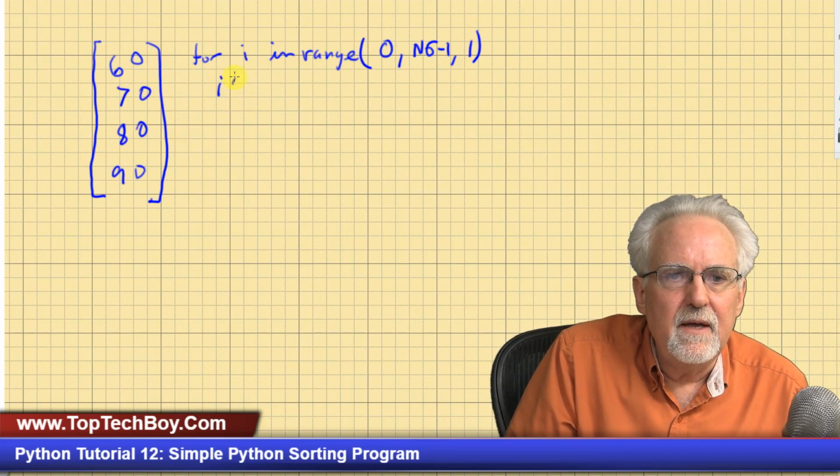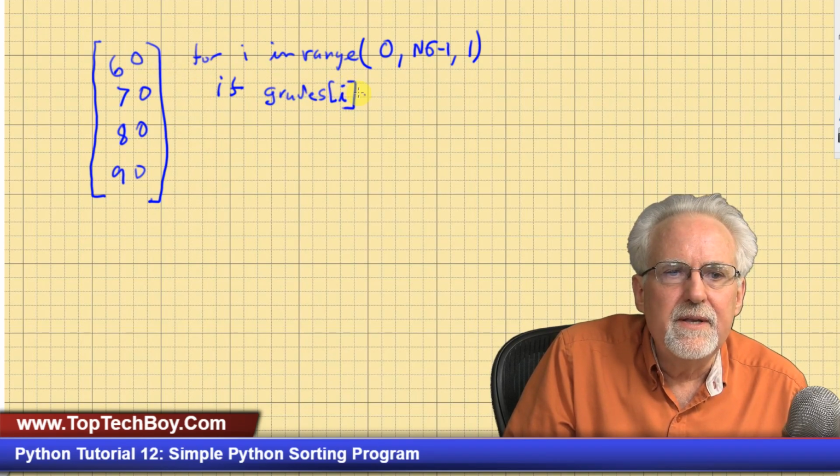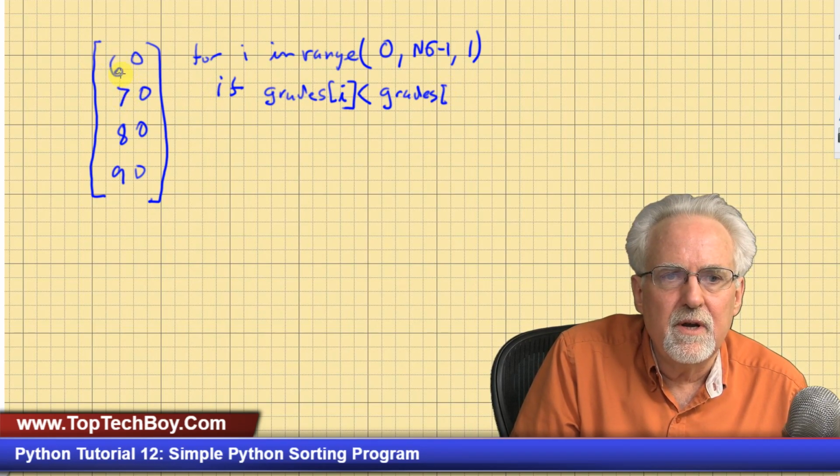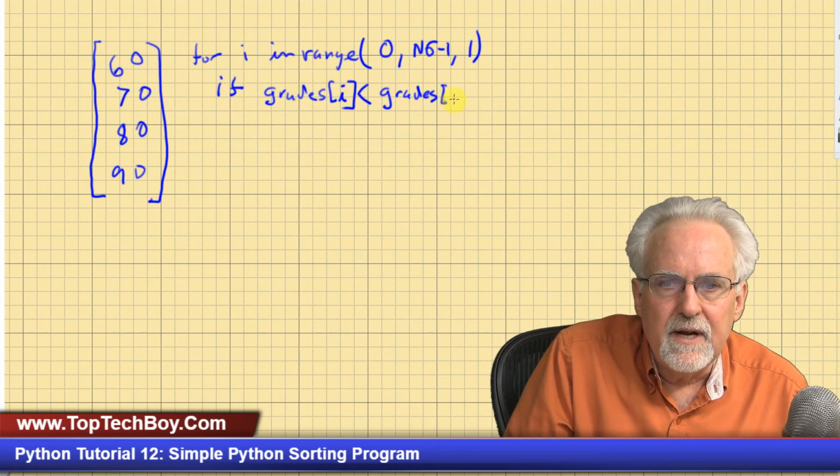I am going to say if grades of I, that would be 60, if grades of I is less than grades of... I want to compare 60 to 90, so I compare grades of I to 60 to 70. I want to compare grades of I to the next one. What is the next one in the list? Grades of I plus 1. Okay, and then we've got our colon.